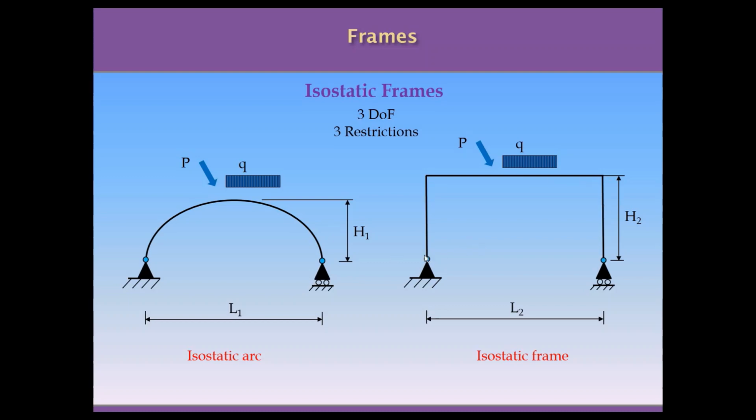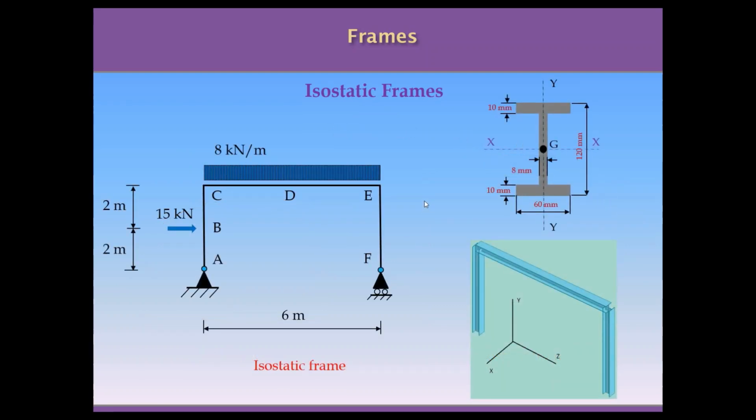This frame here is formed by this column, this beam, and this second column to the right, and is simply supported again, so an isostatic structure with 3 degrees of freedom and 3 restrictions, so we are going to be able to calculate it without any problem. So in order to start the study of the frames, before calculating or introducing the 3-pin frame, we are going to do the analysis of this isostatic frame.